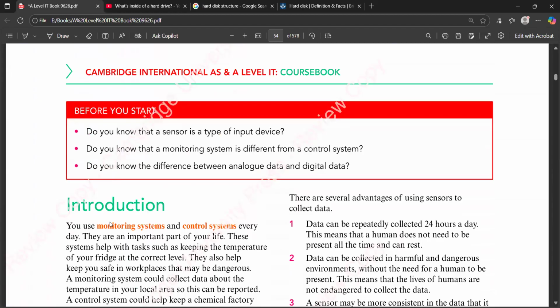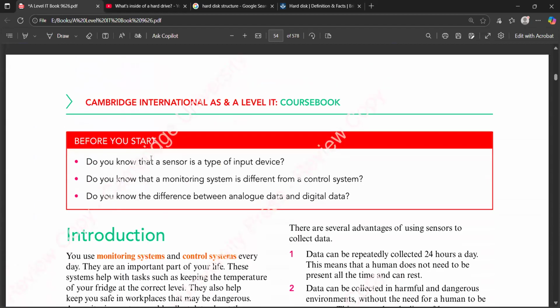So let's go ahead. Before I start, I have a few questions for you. Do you know that a sensor is a type of input device, and why is that? Can you give a reason? Because it's not outputting any data, it's just gathering the data.